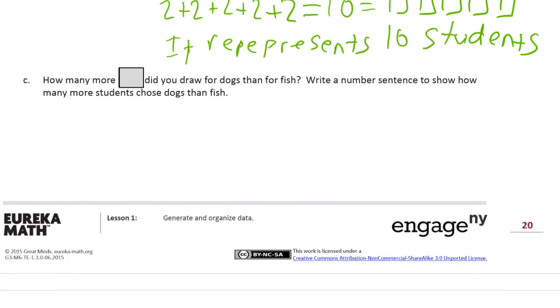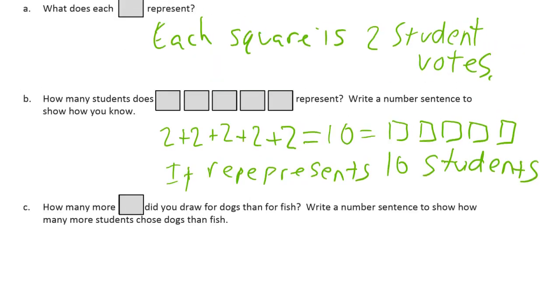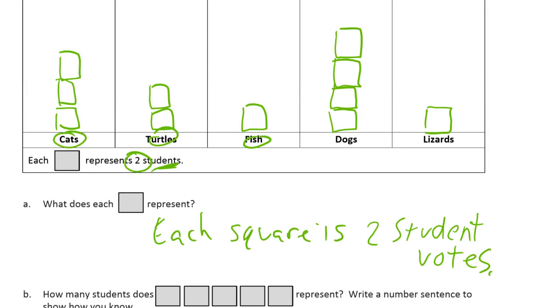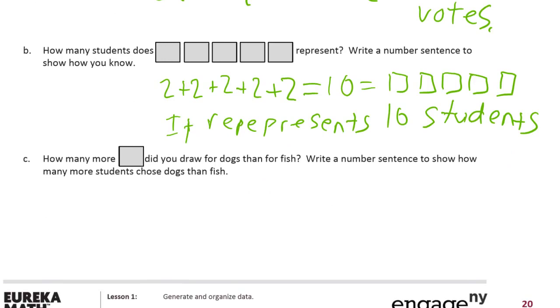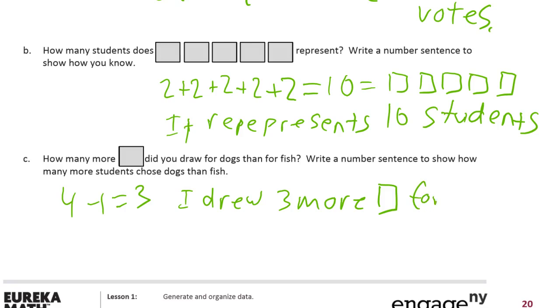All right, how many more squares did you draw for dogs than for fish? Write a number sentence to show how many more students chose dogs than fish. Okay, so there's 2 questions here. How many more squares did you draw for dogs than fish? So that's 4 squares for dogs and 1 for fish. So that's 4 minus 1 equals 3. But hey, if it's easy, don't complain about it. I drew 3 more squares for dogs.